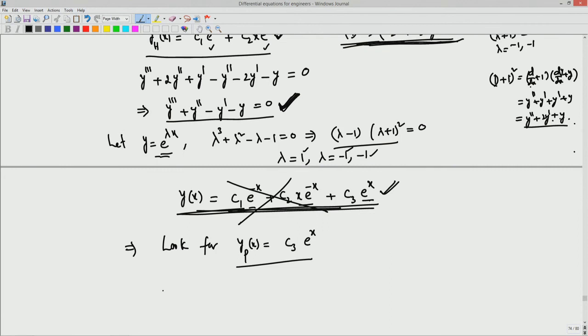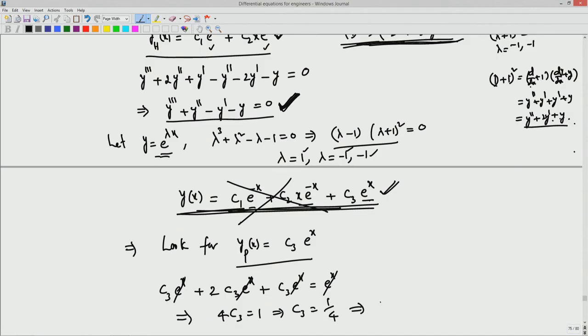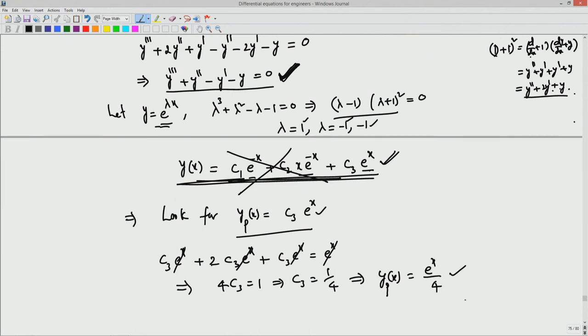So if you do that, C3 e power x, 2 times, if I do the same, plus 2 times C3 e power x plus y is C3 e power x, equal to e power x. e power x I can cancel on both sides. So what I get is 1 plus 2 plus 1, that is 4 C3 equal to 1. That gives me C3 as 1 by 4. So that implies yp of x is C3, you can put it here, so you have e power x by 4. So this is your particular solution.